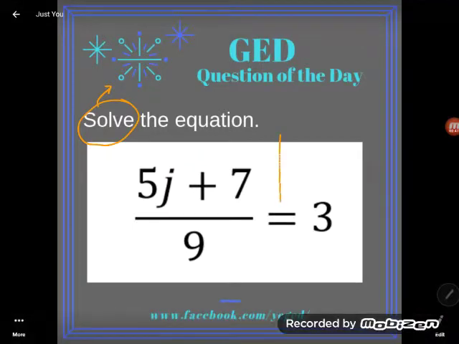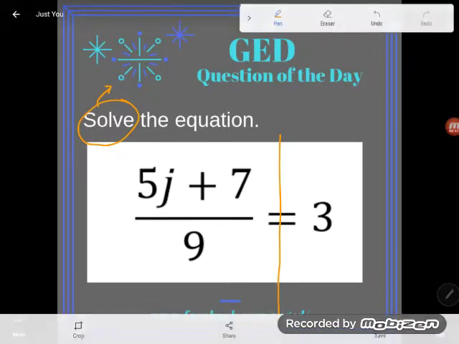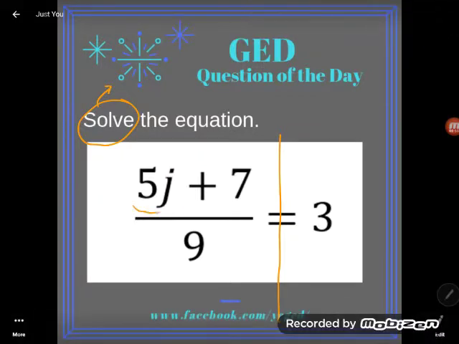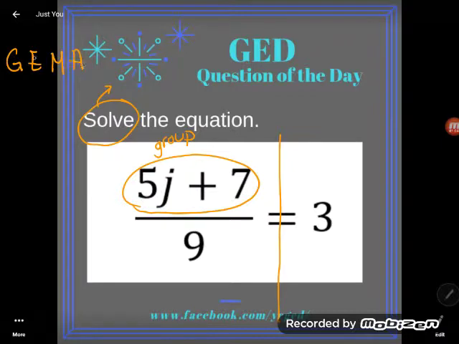Okay, now I got a lot of numbers to get rid of in order to get this letter alone, but this is what I want to point out to you. Notice that this fraction naturally makes a group up here. I have a J group. I told you in the last video when we talked about solving, we said we work the order of operations backwards, so we should save groupings till last. So I'm going to get rid of this 9.